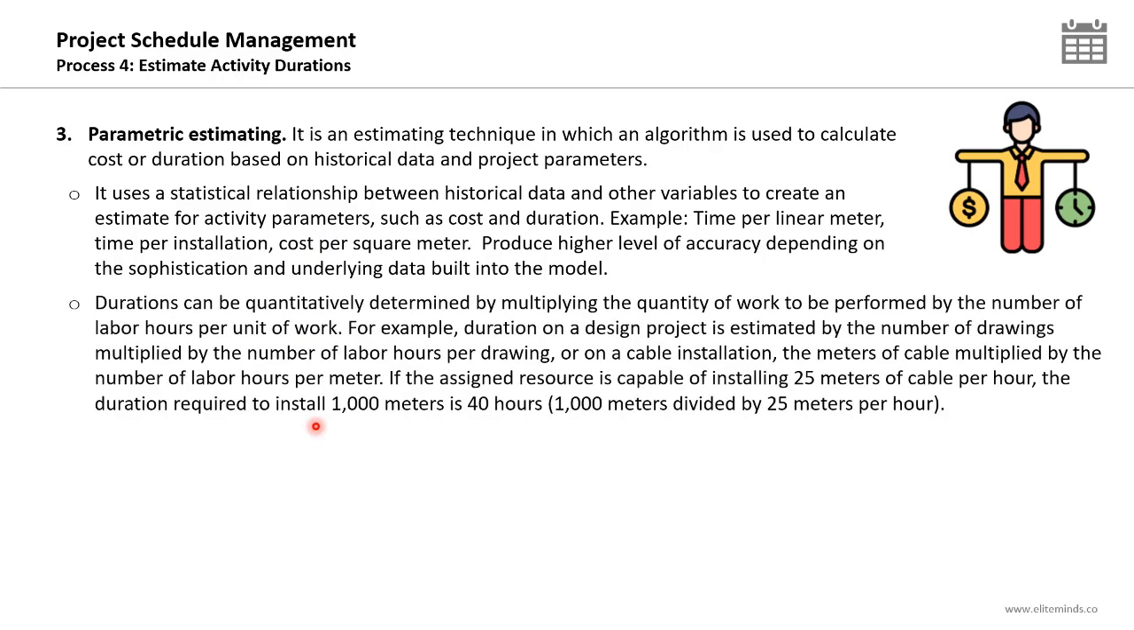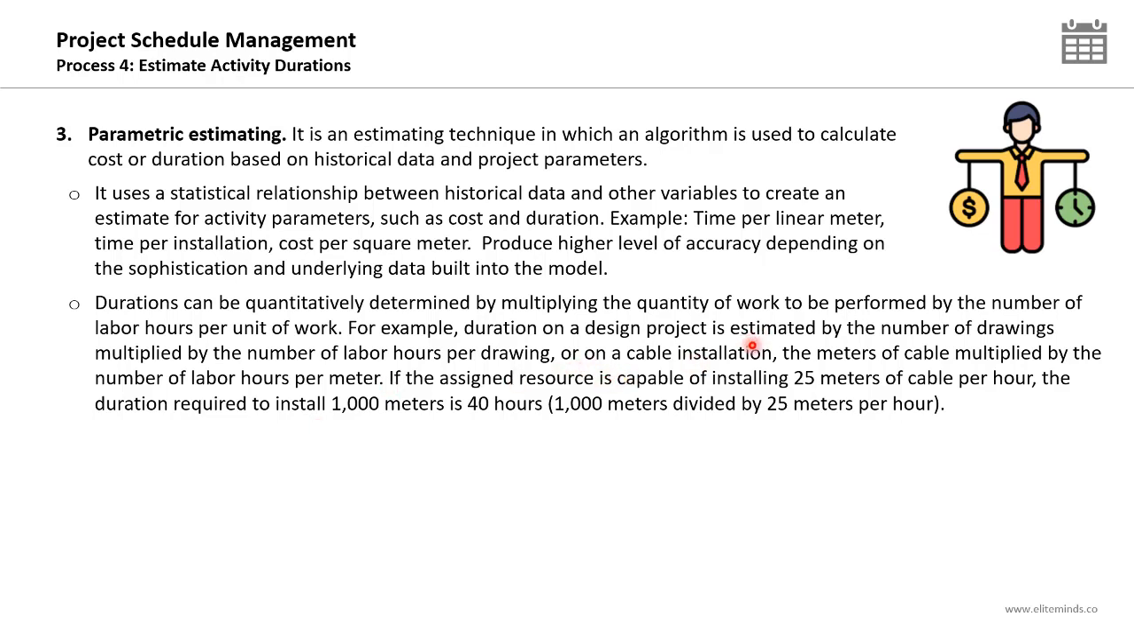The durations can be quantitatively determined by multiplying the quantity of work to be performed by the number of labor hours per unit of work. For example, duration on a design project is estimated by the number of drawings multiplied by the number of labor hours required for each drawing. This is how we calculate the duration.